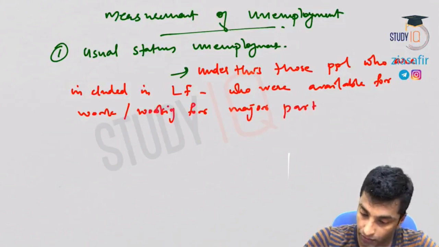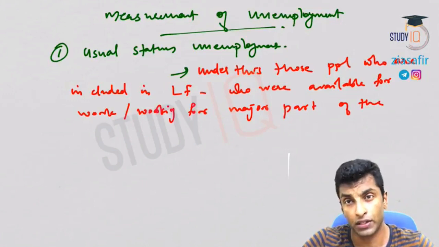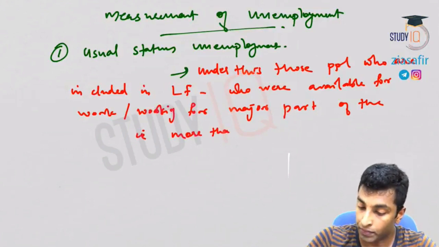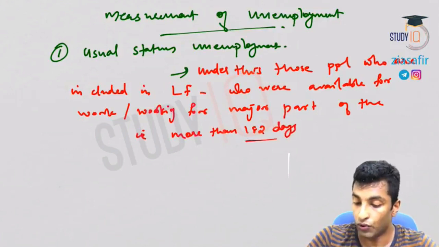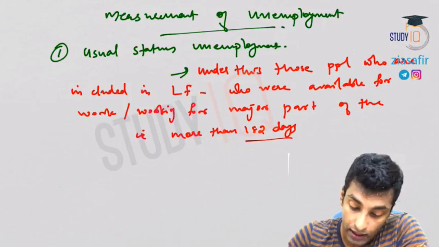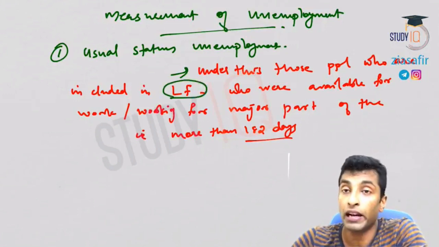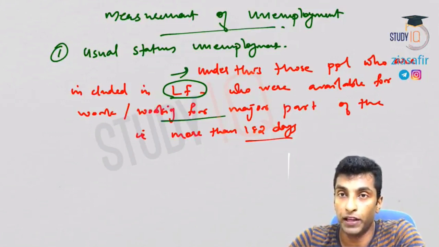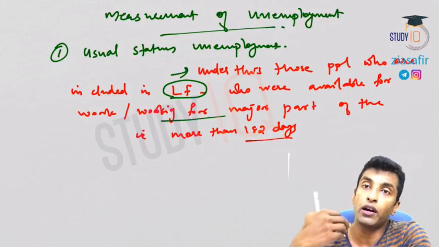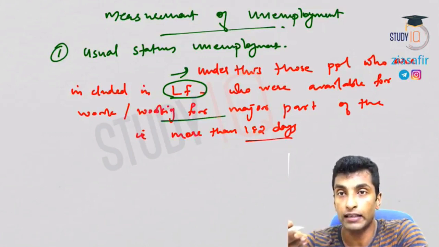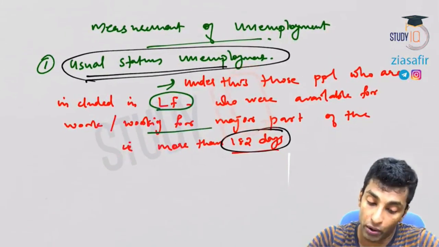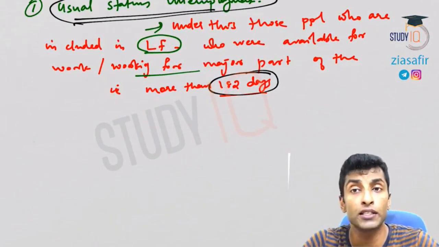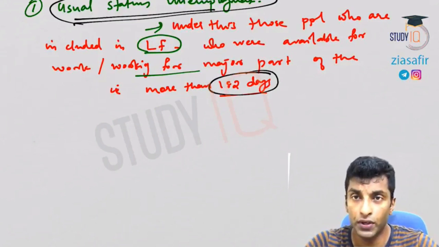a major part of the year, major part of the survey, major part of the reference period, that is more than 182 days. So what you need to understand here is, under usual status unemployment, what do you mean by labor force? Labor force is those who are available for work or working for a major part of the year. That means 182 days or more. So if you are available for 182 or more days, then you will be considered as part of labor force. Now under usual status unemployment, employment or unemployment is measured on the basis of principal and subsidiary status. I'll tell you what this is. First let's look into the principal status.